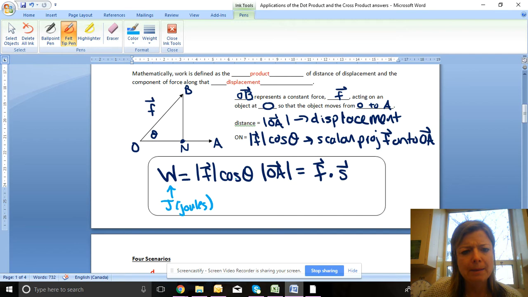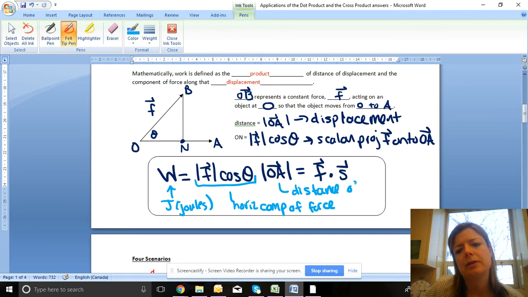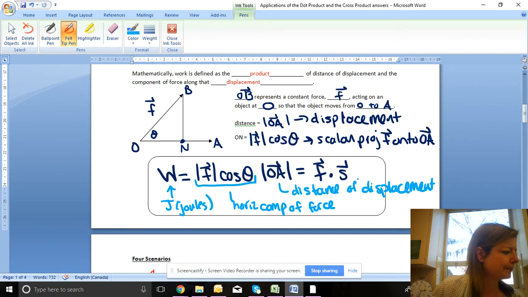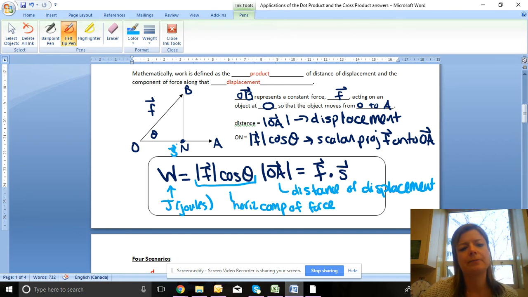Okay, and then you have, like I said, the horizontal component of the force multiplied by the distance of displacement. So that is the dot product, where OA is equal to S. So OA could also be defined as the S vector.